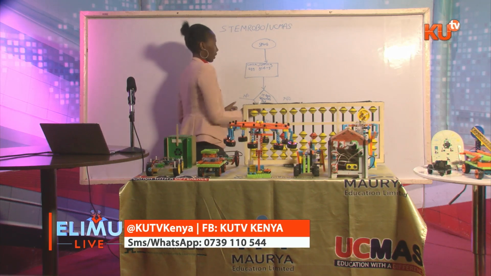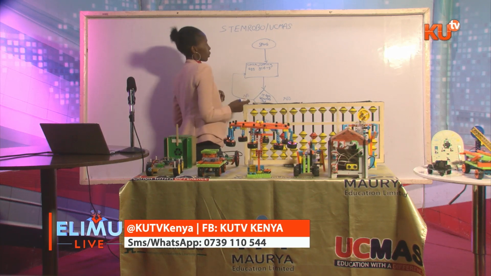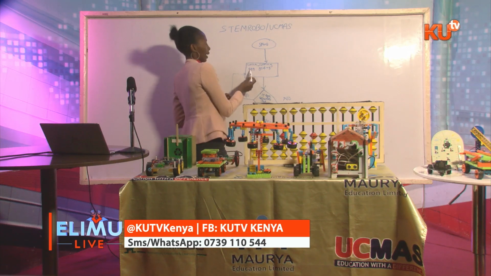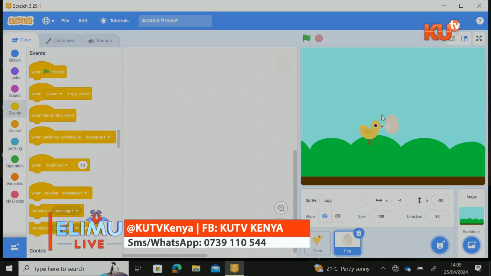In the case whereby the egg has not touched the chick, the process should continue. And which process am I talking about? You have the chick continuing to jump and the egg still gliding, and also our score to change by 1. So we have the score to always increase by 1.